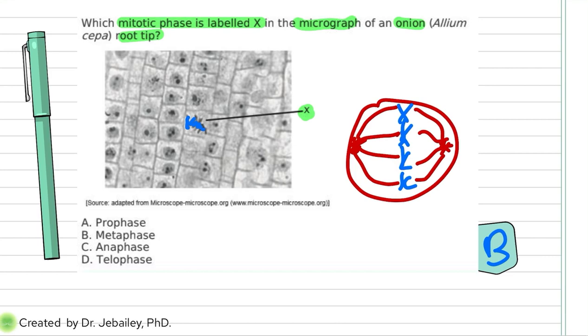So make sure, if you're still not comfortable with this, go ahead, look at BioNinja, look at your book, or look on Google Photos. Search micrograph pictures of mitosis, prophase, metaphase, and keep looking at many of them so you can get very familiar with these drawings.